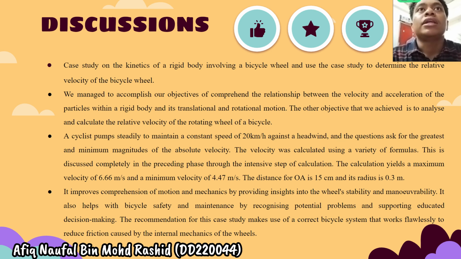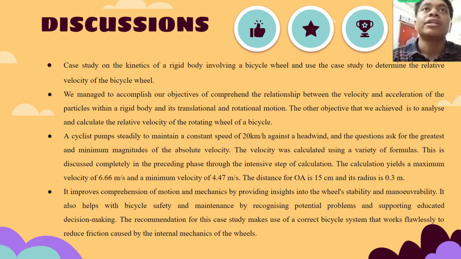A cyclist pedals steadily to maintain a constant speed of 20 km per hour against a headwind, and the question asked for the greatest and minimum magnitude of the absolute velocity. The velocity was calculated using a variety of formulas. This is discussed completely in the preceding phase through the intensive steps of calculation. The calculation yields a maximum velocity of 6.66 meters per second and a minimum velocity of 4.47 meters per second. The distance OA is 50 cm and the radius is 0.3 meter.